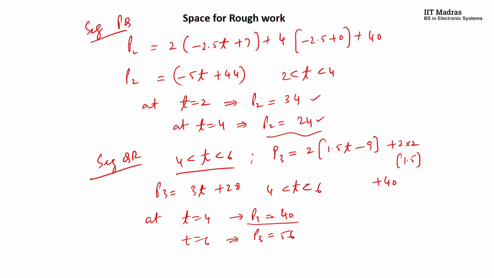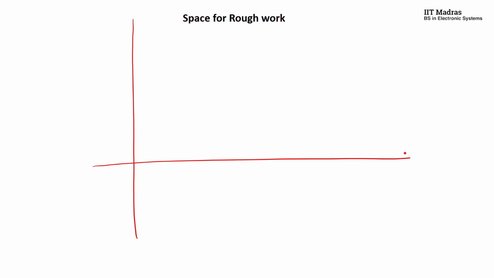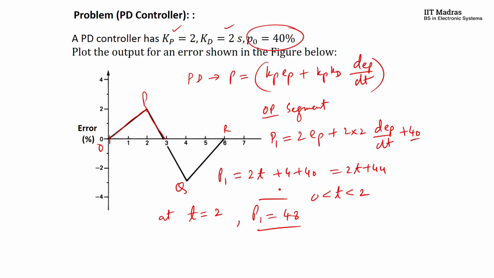Okay, so let's try to plot the whole thing now. Let me put this whole thing in the same plot. Let me take this as time t. This is the control output P. Initially you started with some 44, and let me say this is 2, this is 4, and this is 6. Let me draw some lines like this for convenience. Now, the first time you started at 44 and reached 48 in the time slot.